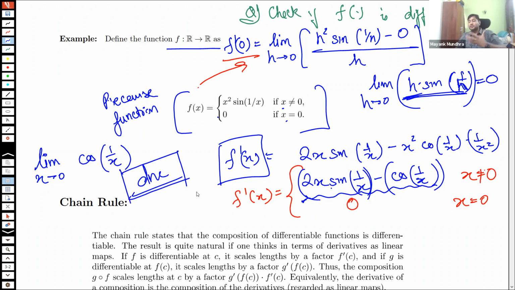Limit has to be unique. It is not a range. Limit is not a range. That was one of the theorems we did. That limit, if it exists, is unique. You cannot give a range to the limit. So this limit does not exist.